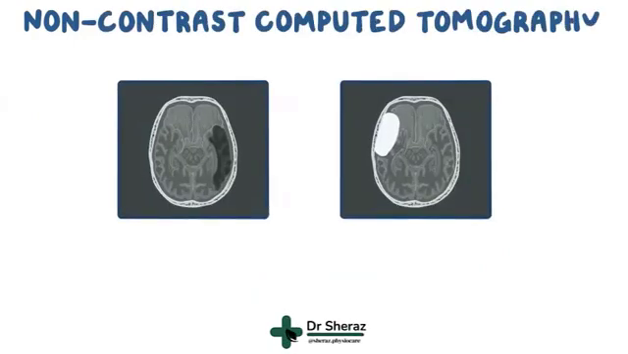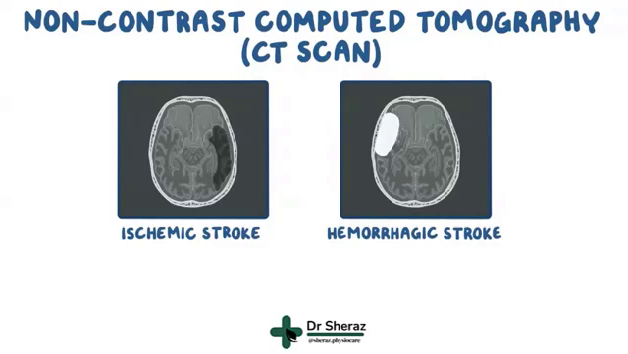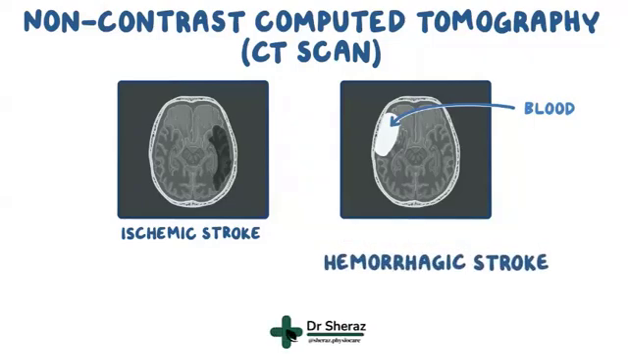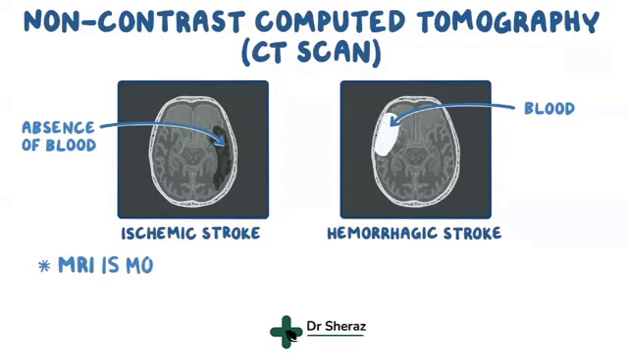Next, a non-contrast computed tomography, or CT scan, is done to help differentiate between an ischemic and hemorrhagic stroke. Contrast should be avoided to prevent mistaking contrast for blood. Blood on the CT shows up as white or hyperdense and indicates a hemorrhagic stroke. The absence of blood indicates ischemic stroke.